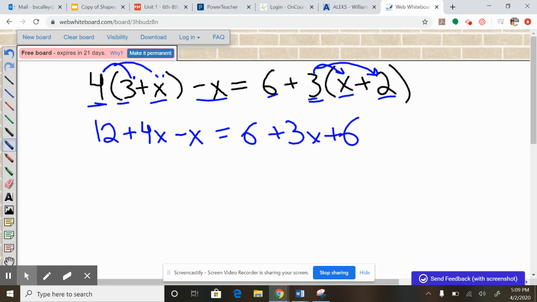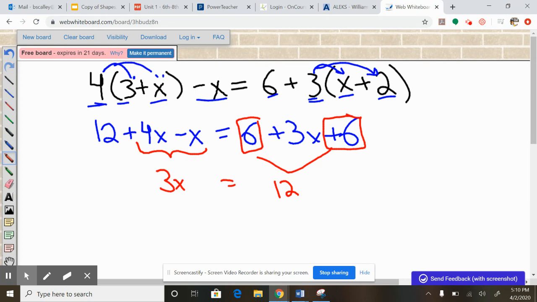So all I did so far was take that 4 and the 3 outside of the parentheses and multiply by both things inside the parentheses, and I did the distributive property. Right now, what I can do is a little combining of like terms right there. 4x minus x, I know that's 3x. And on this side, I have a 6 and another positive 6. So I know that's 12.